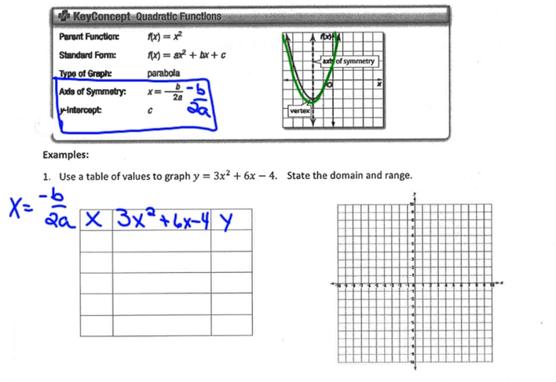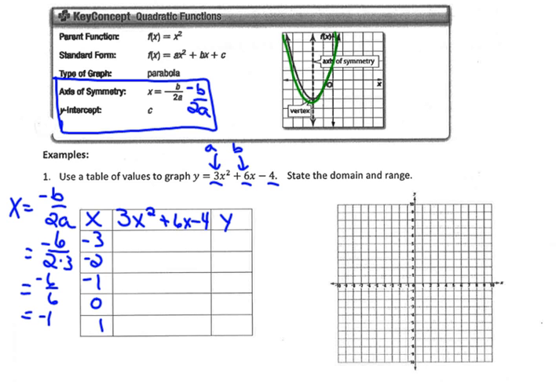And the b and the a come from my equation. B is the one that's with the x term, so this is going to be negative 6 over 2 times a, where a is your leading coefficient. So there's your a, there's your b. So 2 times 3. So negative 6 over 6, which is negative 1. That's the center line. That's going to be where the turning point is. So I'm going to put negative 1 in the middle, and then I'm going to go backwards and forwards. So these are now the values that I'm going to use for x.